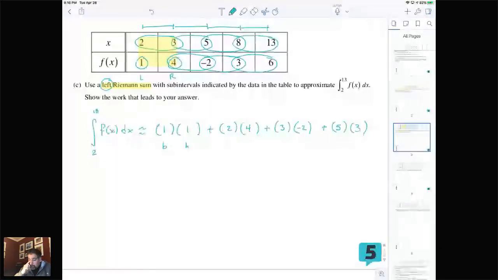Okay? So this would be the final answer. Again, you don't need to simplify. This is perfectly okay. If you did work this out, you would find that this answer would be equal to 18, but there is no need to simplify this.